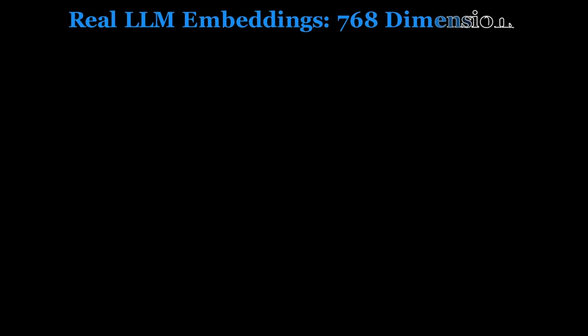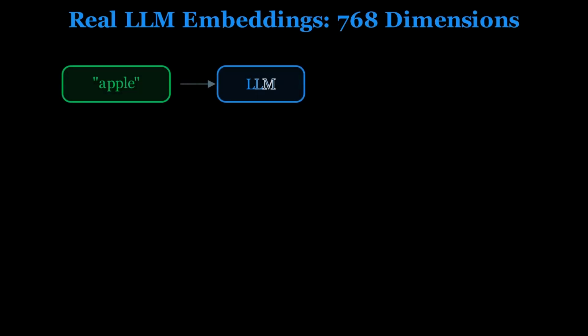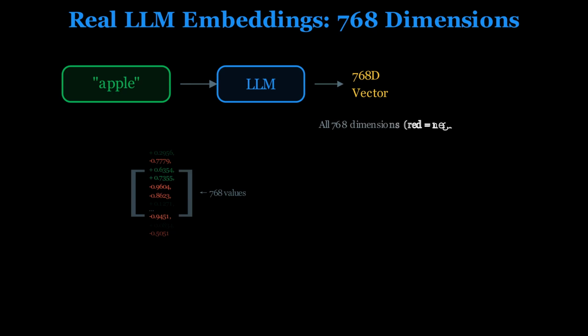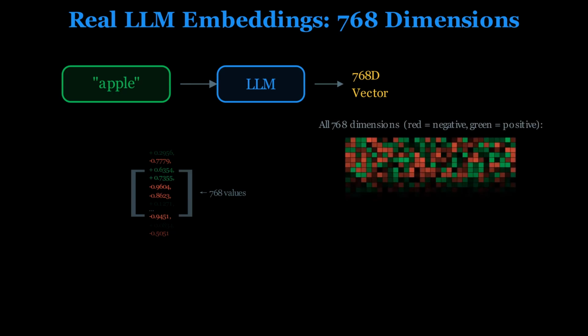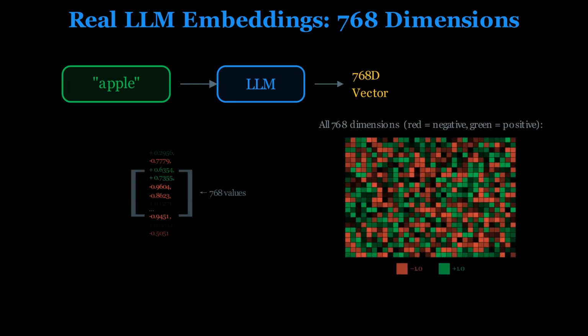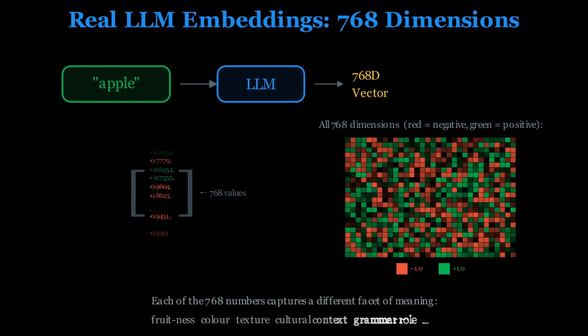But here's the catch. This 2D space is just for visualization. In reality, models like GPT-2 don't use 2 dimensions. They use 768 dimensions. That means every word, like apple, becomes a point in a 768-dimensional space. Sounds crazy, but that's where meaning lives. So in the end, language becomes math. Meaning becomes distance, and that's how AI understands words.